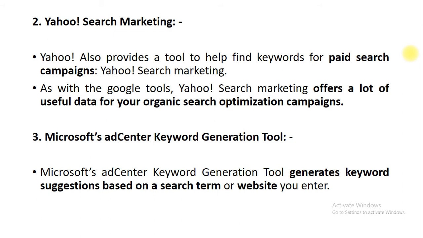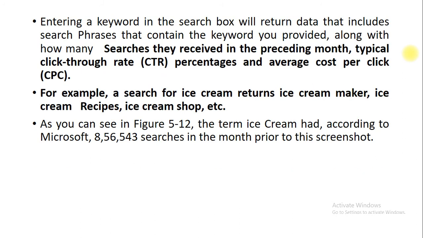This is all you will get with Google. Similarly, Yahoo has Yahoo Search Marketing, using which you can get information about keywords for a paid search campaign. But remember one thing, when you want to apply it to organic search, that can be possible with others such as Yahoo. Now Microsoft has its own search tool, called the Microsoft Ad Center keyword generation tool, which again gives you suggestions based on the search term or website you have entered.